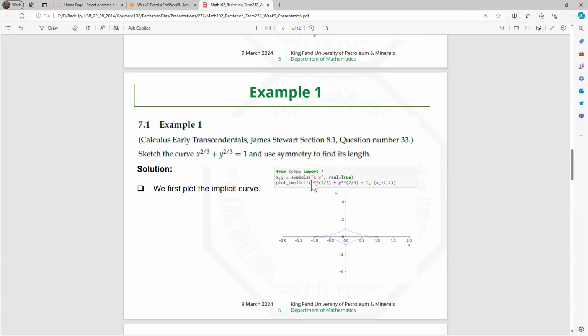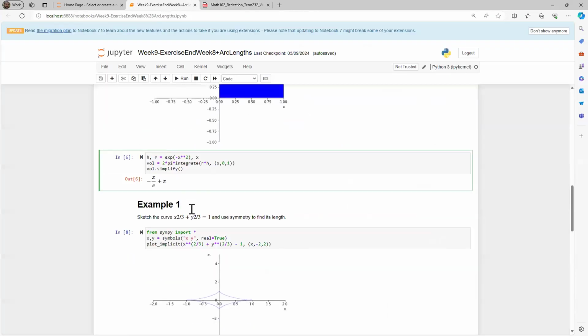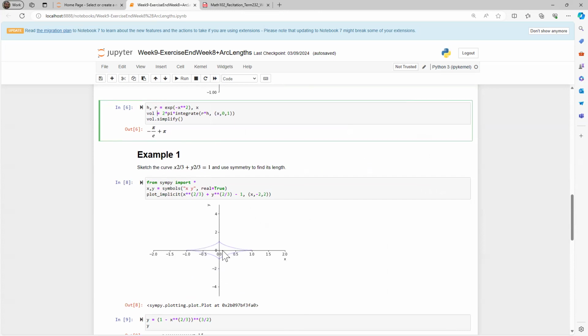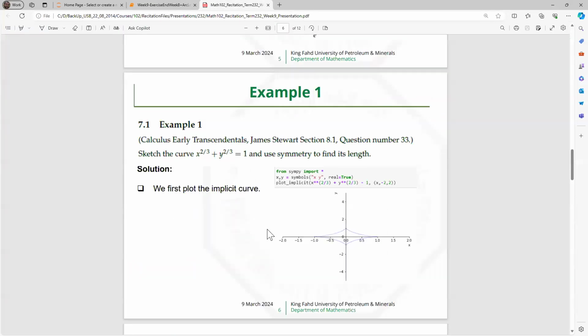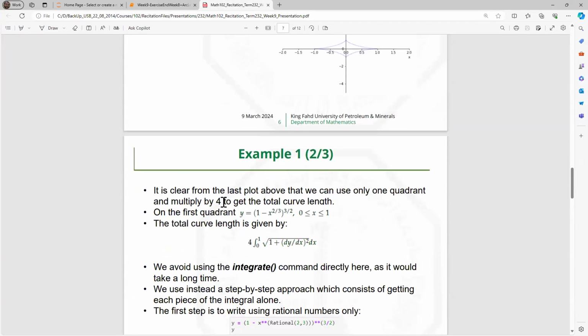So first of all, as you see here, we import everything from SymPy. We define our x and y as symbols, variables, and we plot the implicit curve here, given by x to the power 2 over 3 plus y to the power 2 over 3 minus 1. And we'll make sure that we are using a convenient scale for our graphic. So here, for instance, x between -2 and 2. So this is the plot of the implicit curve, and here we are in the Python file. Got it? So we'll now move on to the next slide. It's clear from the last plot above that we can use only one quadrant and multiply by 4.